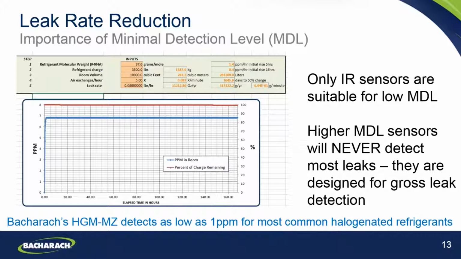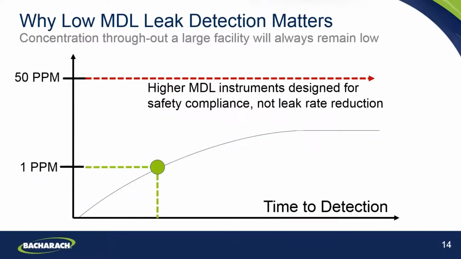The Bacharach HGM MZ, or multi-zone, will detect as low as 1 part per million for most common halogenated refrigerants. So the technology is available to monitor at those levels and really detect these leaks early and allow them to be fixed, keep the refrigerant in the system, reduce the cost on refrigerant top-ups, and ensure the efficiency of the refrigeration system remains optimal.